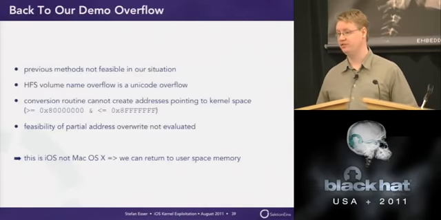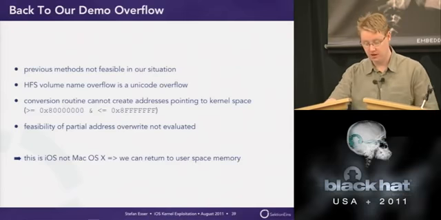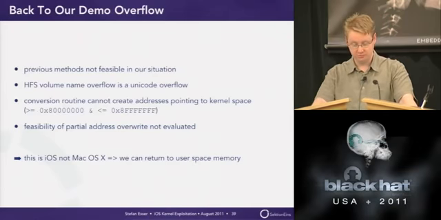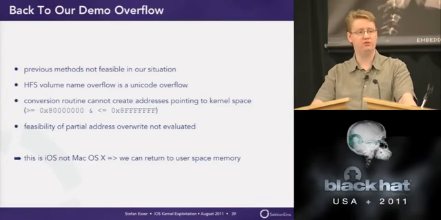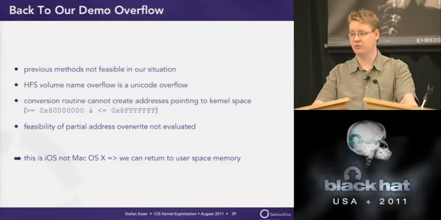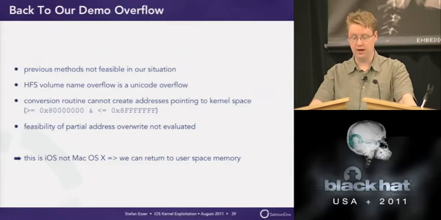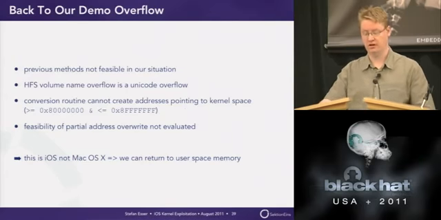The problem here is in our demo bug, we cannot do that because it's a Unicode overflow, or Unicode conversion overflow. And the conversion routine doesn't allow us to write addresses in the kernel code space. So we cannot just return there. So we need something else. I also thought about a partial address overwrite, which would be possible here, but you would still be very limited, and it's very unlikely that you can do something with it.